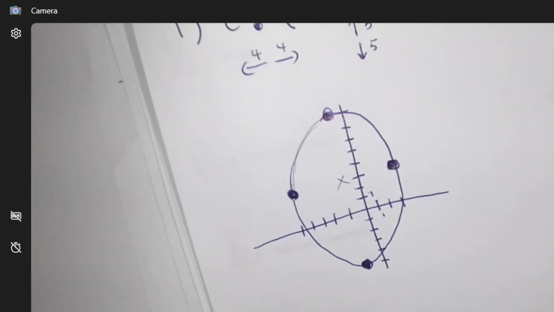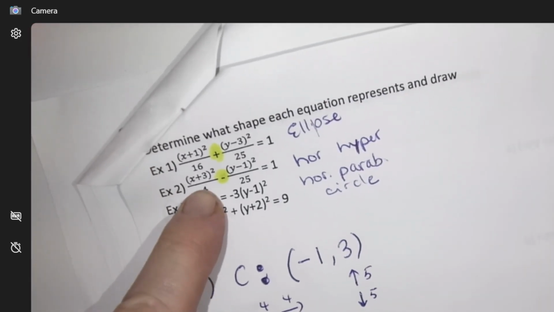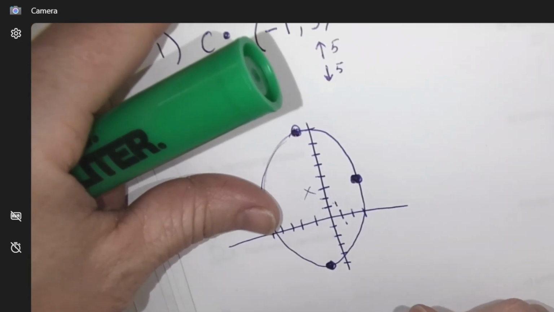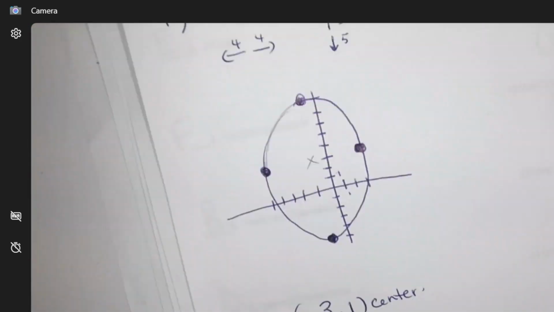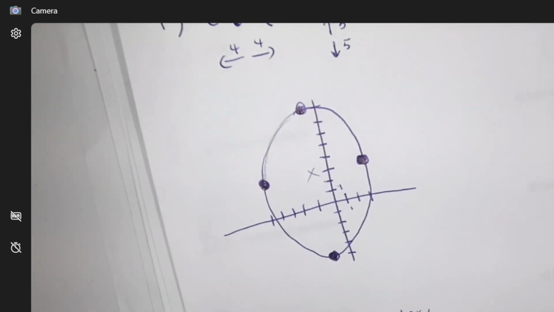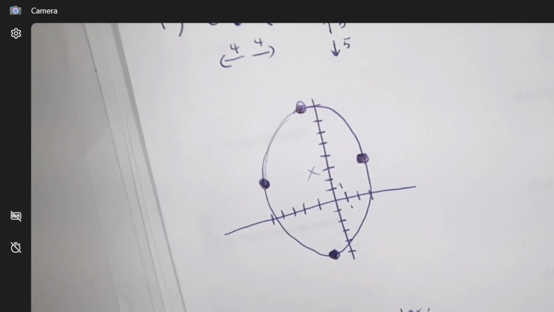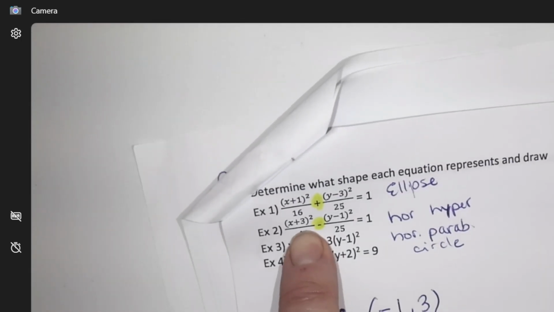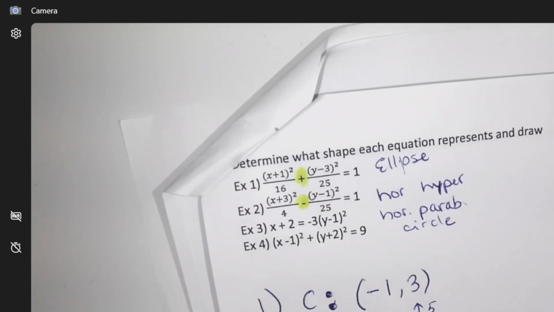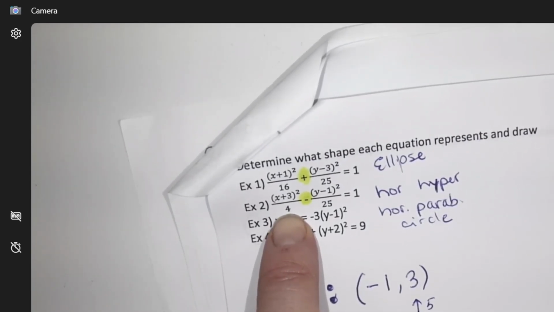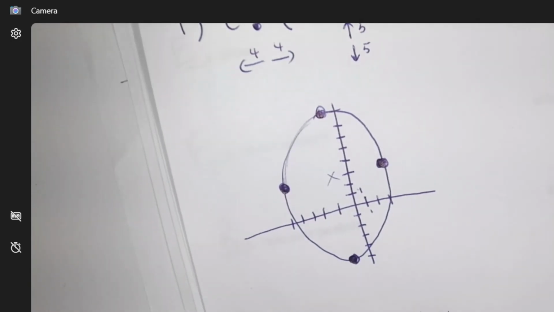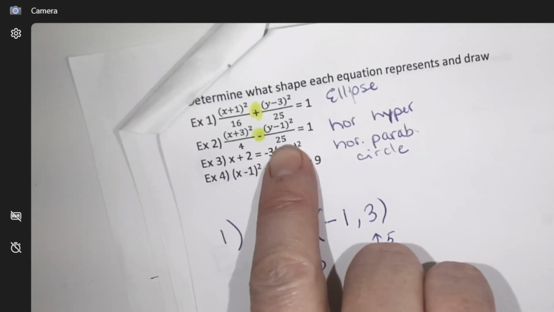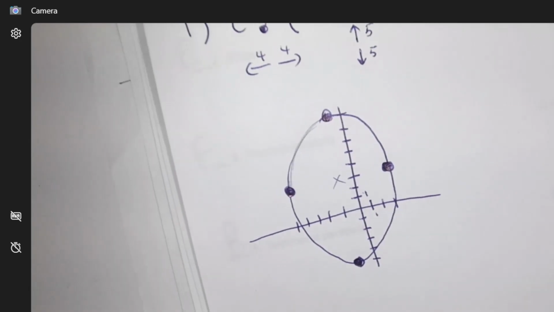Okay, number 2, can you get me the center? So the center is -3, +1. Is that what you got? How did I get that? Opposite that one. Okay, underneath the X there's a 4, so that means X will be 2, 2 to the sides. Underneath the Y is a 25, so that means up, down, 5.